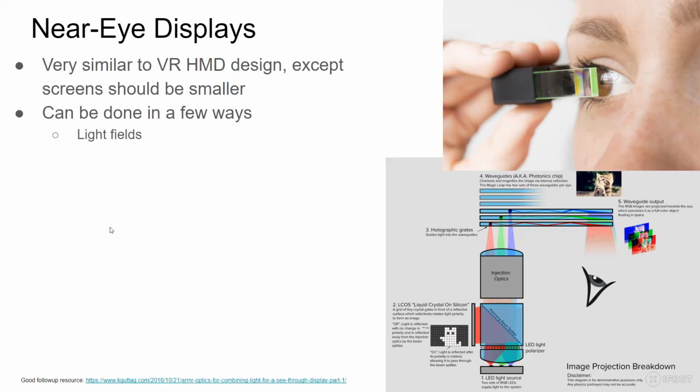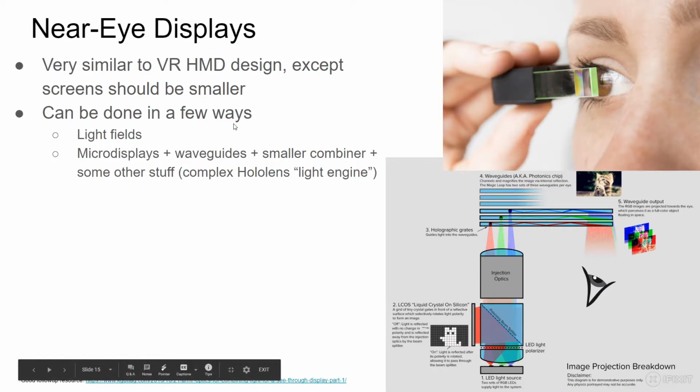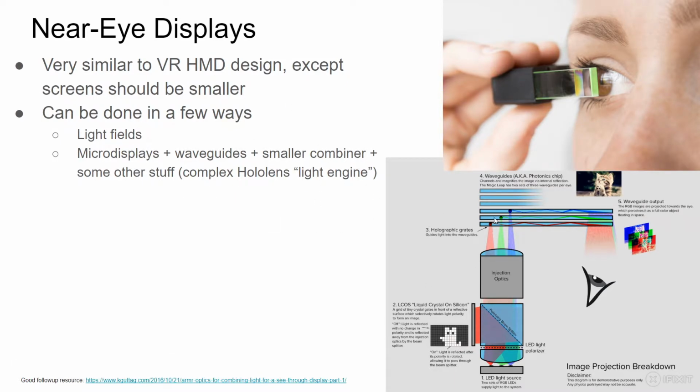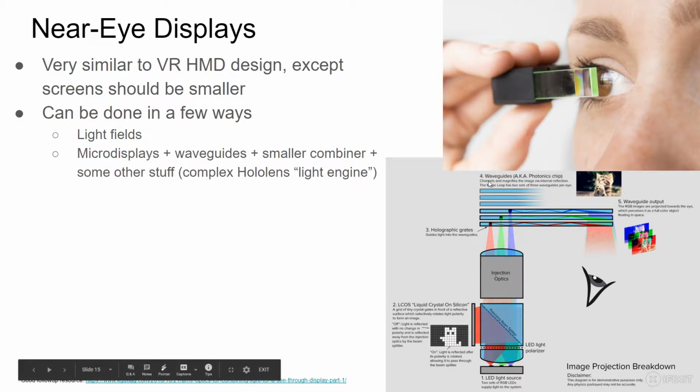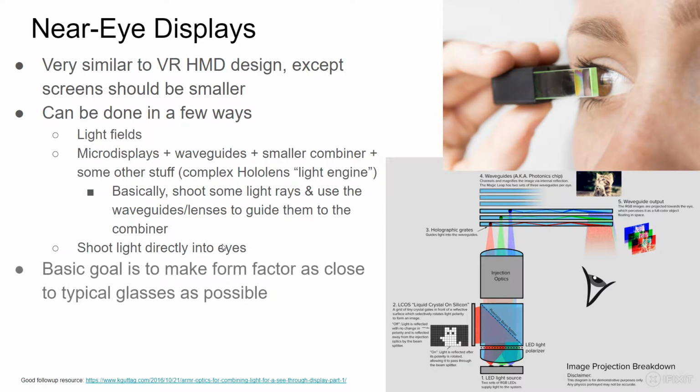You can do this in a few ways. You can do it with light fields, which we'll see in a second. You can use micro displays, which are very little sources of light, basically, and waveguides, which help guide the light towards your eyes or the combiner. And then you can do it with a small combiner, or like I just said, you could project the image directly into the eyes. It depends on the design of the headset, but this is another way of doing it. And yeah, you can shoot the light directly into their eyes.